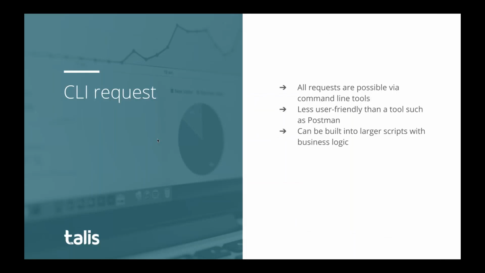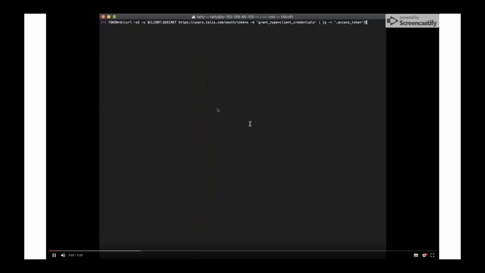I'd like to just show a CLI request happening, just to show it can be done. All of these requests are possible through command line tools, through a terminal. It's less user-friendly than using a tool such as Postman, which I've been using up to now, but is much more useful if you start to want to do things programmatically, or if you just live in the command line a bit more, like I do. And of course, it can be built into larger scripts. So let's have a look at that pre-recorded video. At the top here, first thing we need to do is request a token.